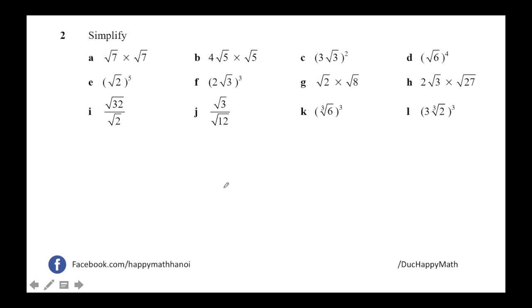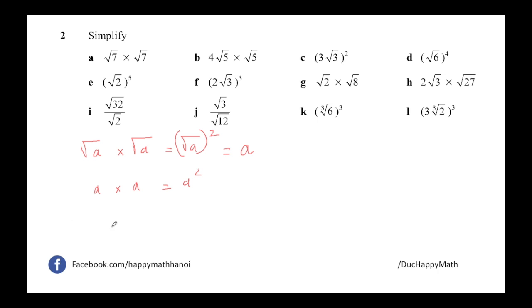So, simplify. Let me take an example. When you take the square root of something times the square root of the same thing, it will be equal to the square root of a, squared. Just like a times a equals a squared. So the square root of a times the square root of a means the square root of a squared. The square root and the square are two operations that happen inversely at the same time, so it will be equal to a.